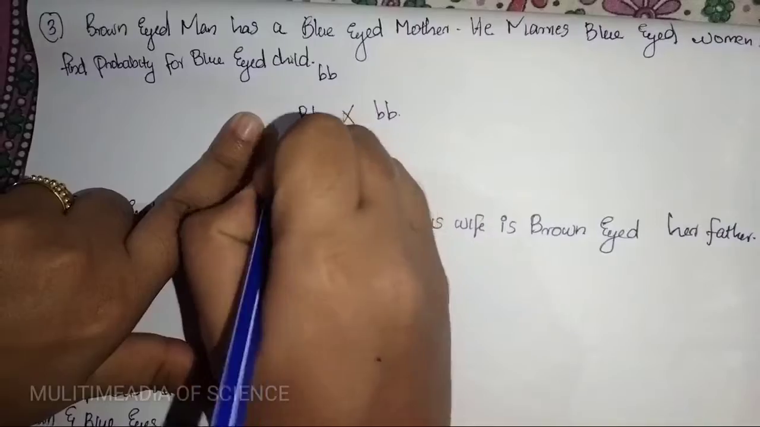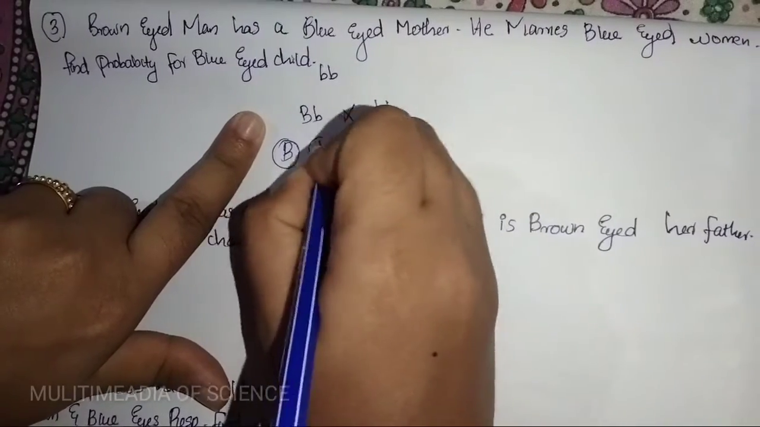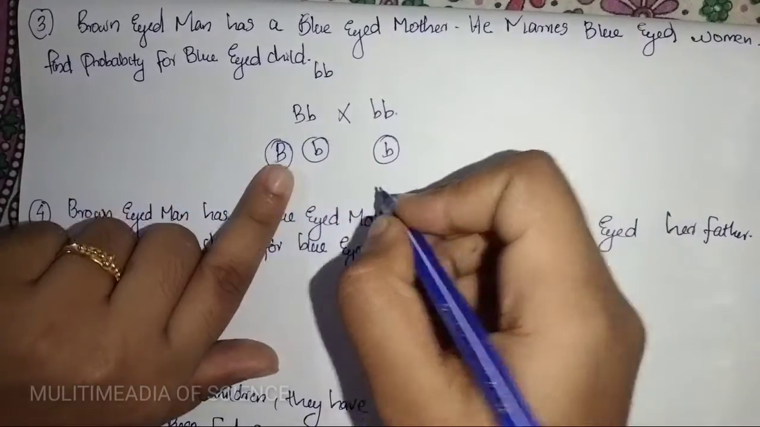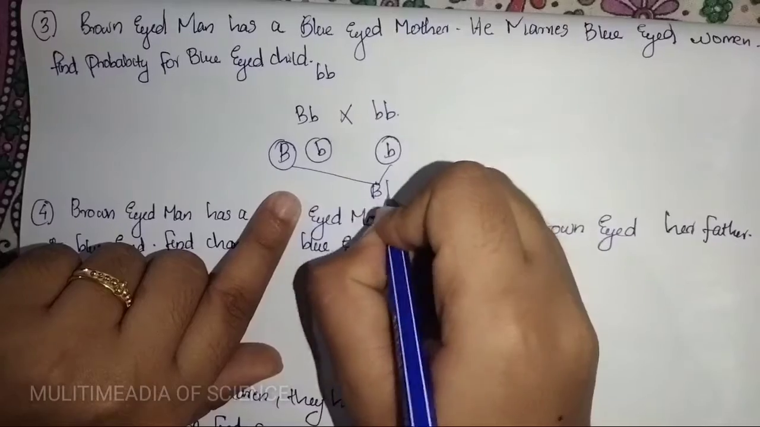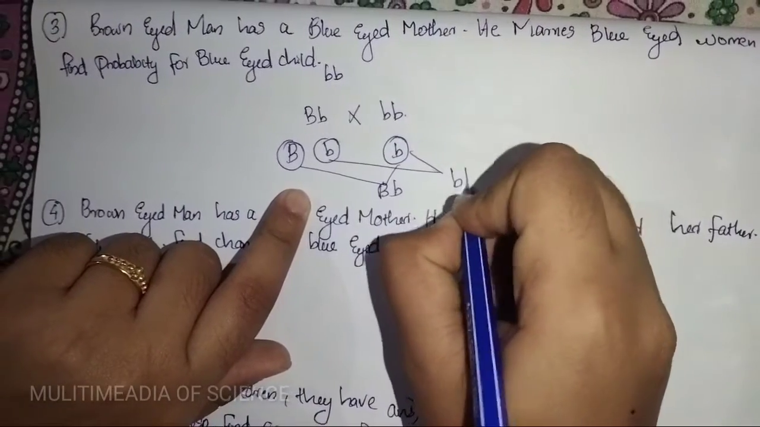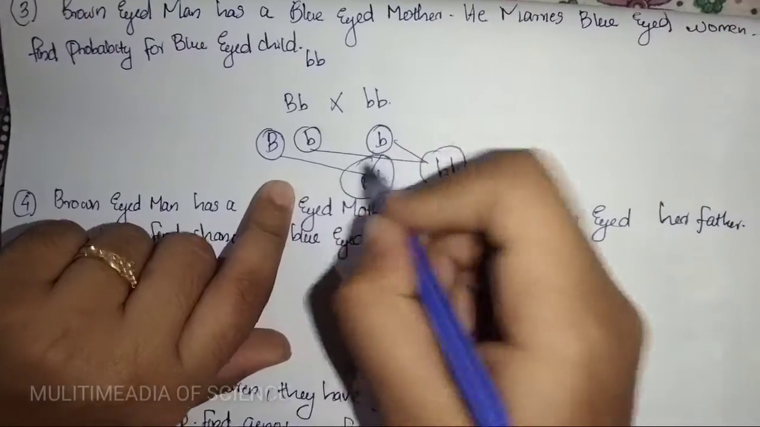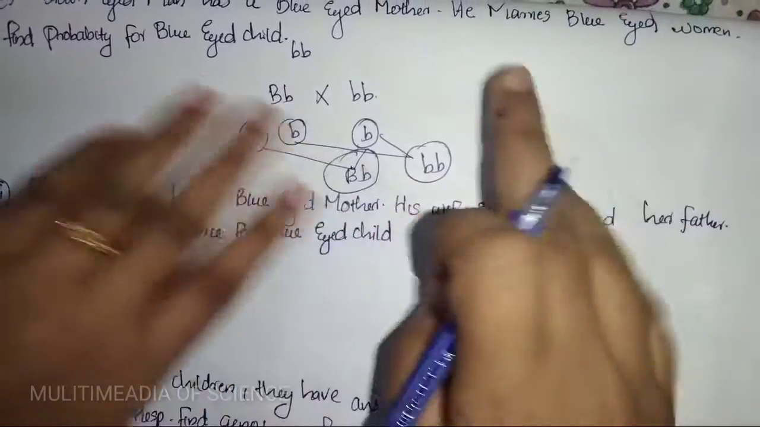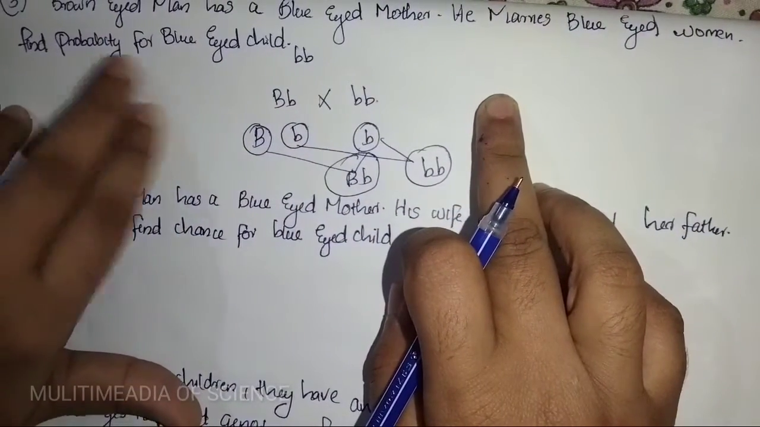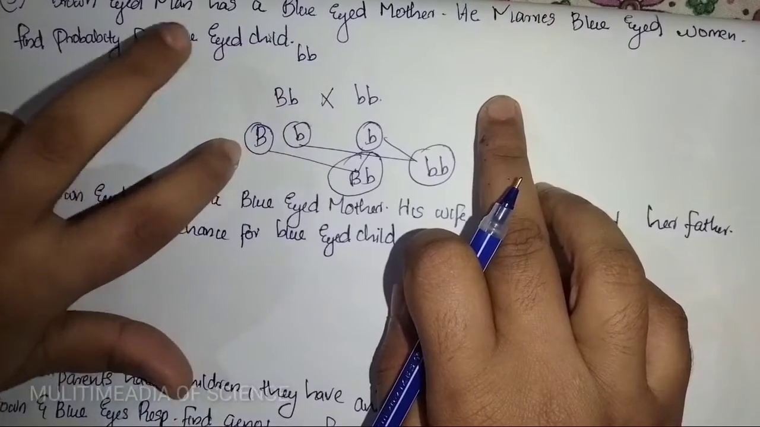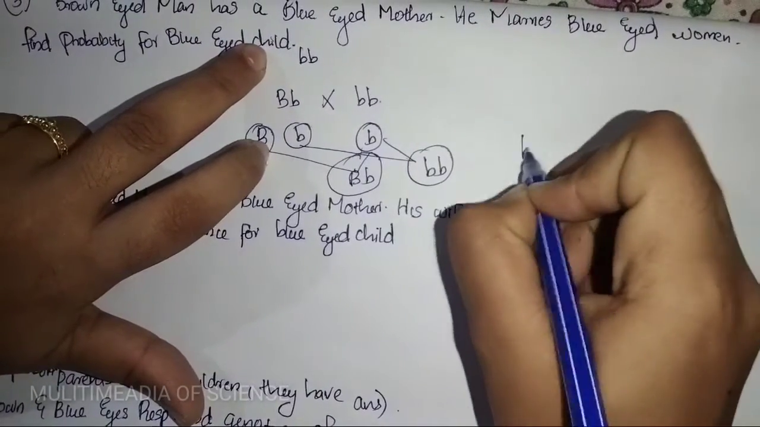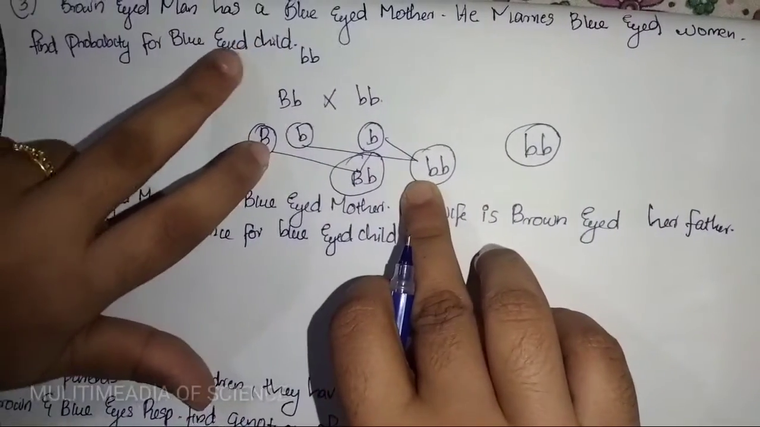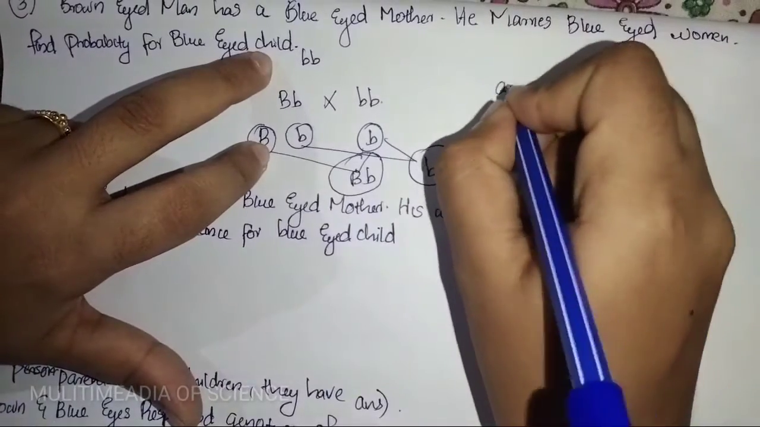So from here two gametes are possible, capital B, small b. From here only one gamete is possible. Then what is forming? Capital B, small b, small b, small b. Here, in 100% chances, only 50% will be blue-eyed. The question is asking about the probability for the blue-eyed child. So a blue-eyed child should be small b, small b. So only 50% chance is for a blue-eyed child. Okay. So our answer is what?